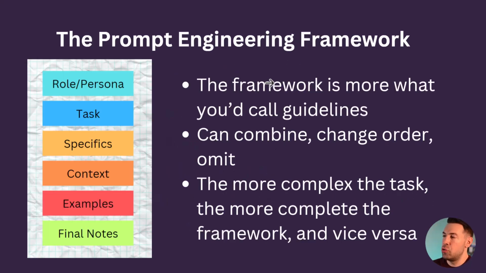All right, so now we are going to get into the meat and potatoes of this video, the prompt engineering framework. And you can see on the left-hand side there the 6 components of the framework: the role, the task, the specifics, the context, examples, and any final notes that you want to add. Now, the framework is definitely just guidelines. It's more what you call guidelines than actual rules. You don't need to do every single part of the framework for every single prompt. You don't need to put them in this exact order. You can combine them, you can leave some out, etc., etc. In fact, the vast majority of prompts you've done in the past, if you use ChatGPT, probably haven't included this entire framework. You just had 1 or 2 in there, and it worked mostly just fine. This is for getting really accurate responses.